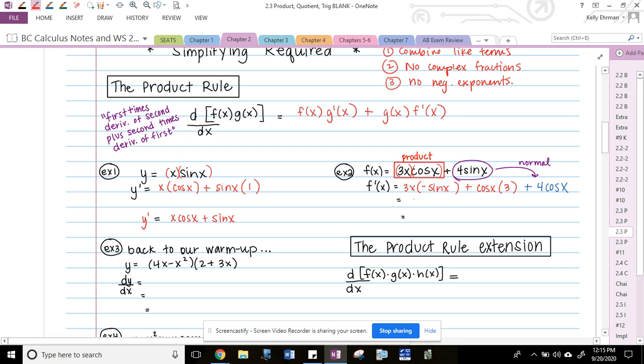And then we'll clean up what we have. We have negative 3x sine x plus 3 cosine x plus 4 cosine x. So we can combine these cosine x's here. And I'm going to write them first since they're positive and this is negative, but that does not matter. You don't have to do that. I have 7 cosine x minus 3x sine x.